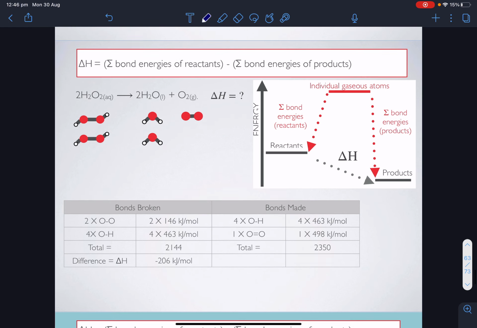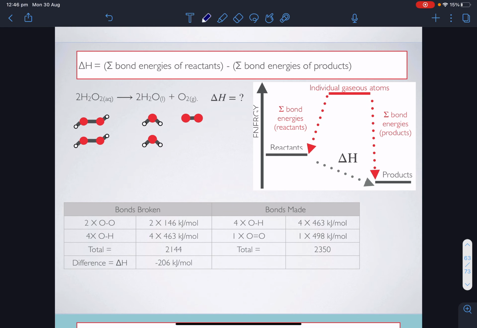Okay. So here, for example, I've got what I was just talking about in the last video: hydrogen peroxide decomposing to water and oxygen. There's my balanced equation. I've given you little symbols for each. And what's the enthalpy for this reaction?